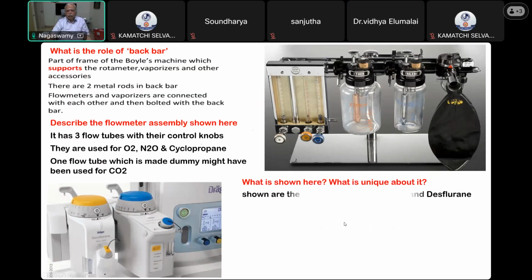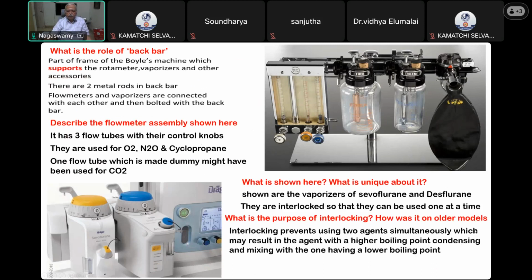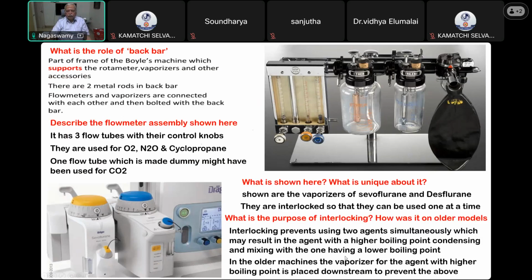Shown are the vaporizers of sevoflurane and desflurane. They are interlocked so that they can be used only one at a time. What is the purpose? Interlocking prevents two agents being used simultaneously. It may result in the agent with a higher boiling point condensing and mixing with the one that has a lower boiling point. That is the main reason for that. And in the older machines, they used to place the agent with a higher boiling point downstream to prevent the above problem of the lower boiling point agent condensing it.